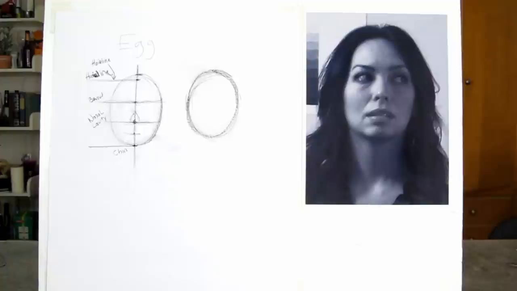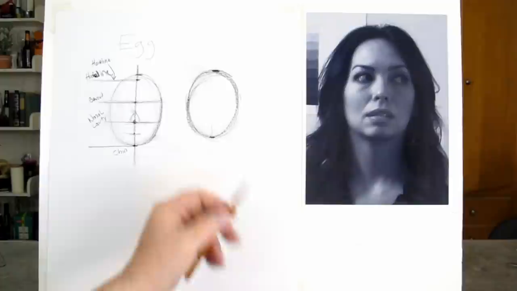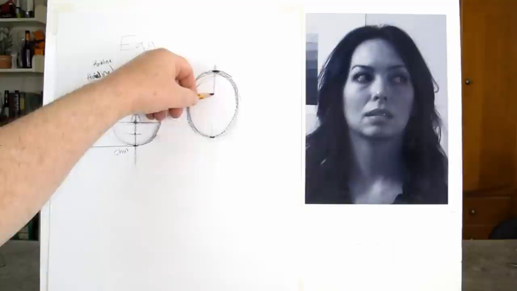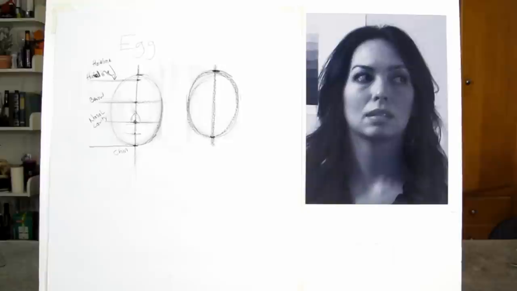But what we did with the egg shape is we had different landmarks. We said, okay, this is the entire length of the face, right? And we did the ocular cavities, of course; we broke all that down for the skull. We're not going to get into that. But this is the basics: we broke it down to thirds.